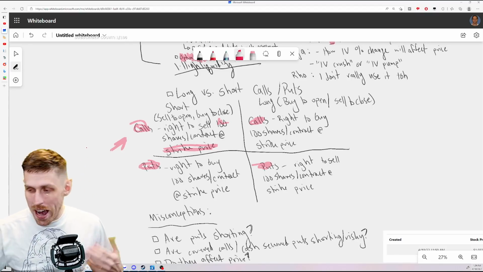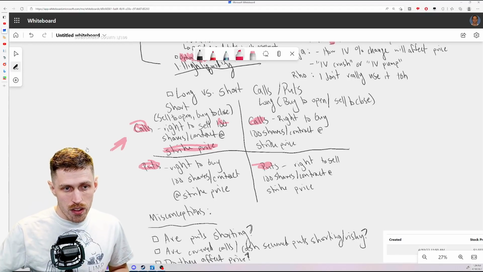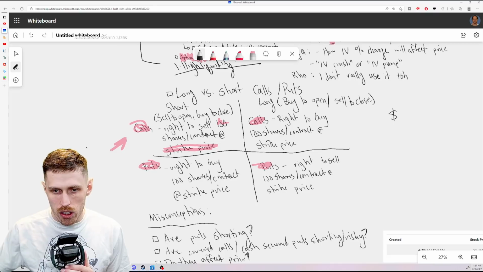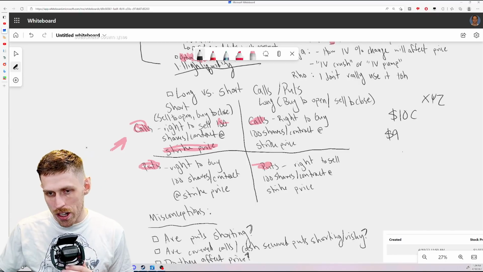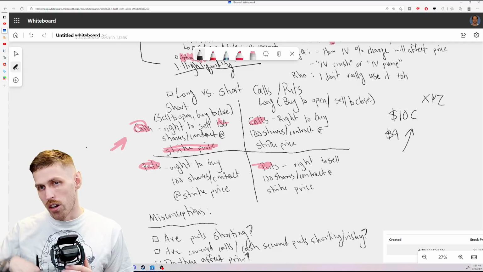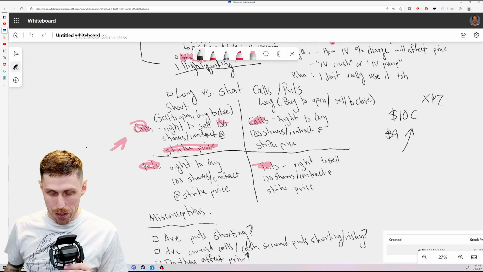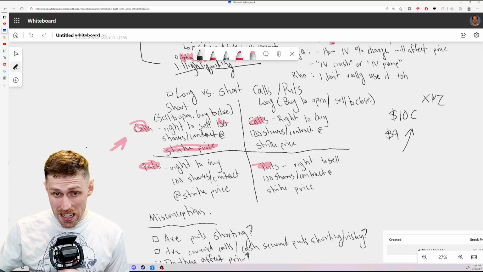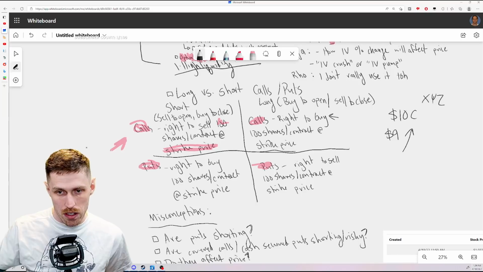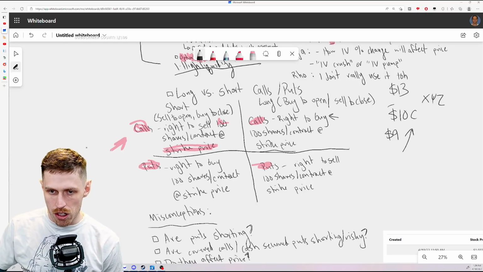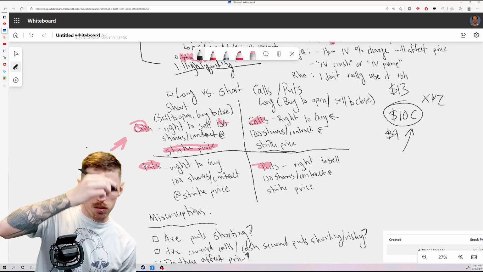So if I was to buy, let's just say, a $10 call on XYZ stock, right? And the price is currently at $9. It runs from out of the money to in the money, meaning that $9, maybe it ends up at $13 by expiration day. I now have the right to buy 100 shares per contract. If I have one contract, that's 100 shares at the strike price. So even if it's trading at $13, I get to buy those 100 shares at $10. Brings me to the short side.